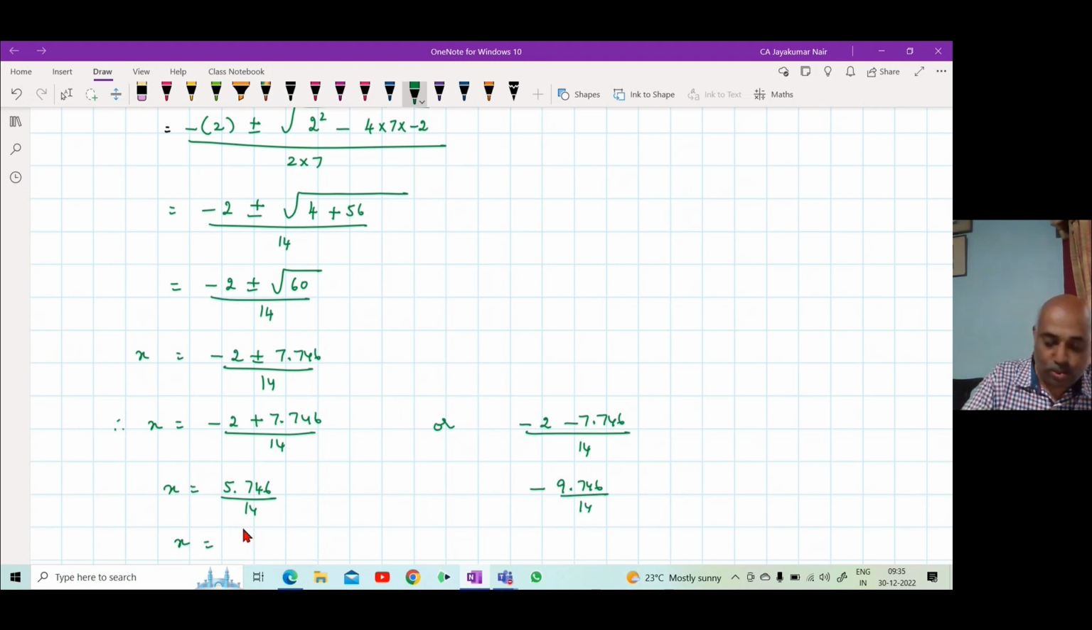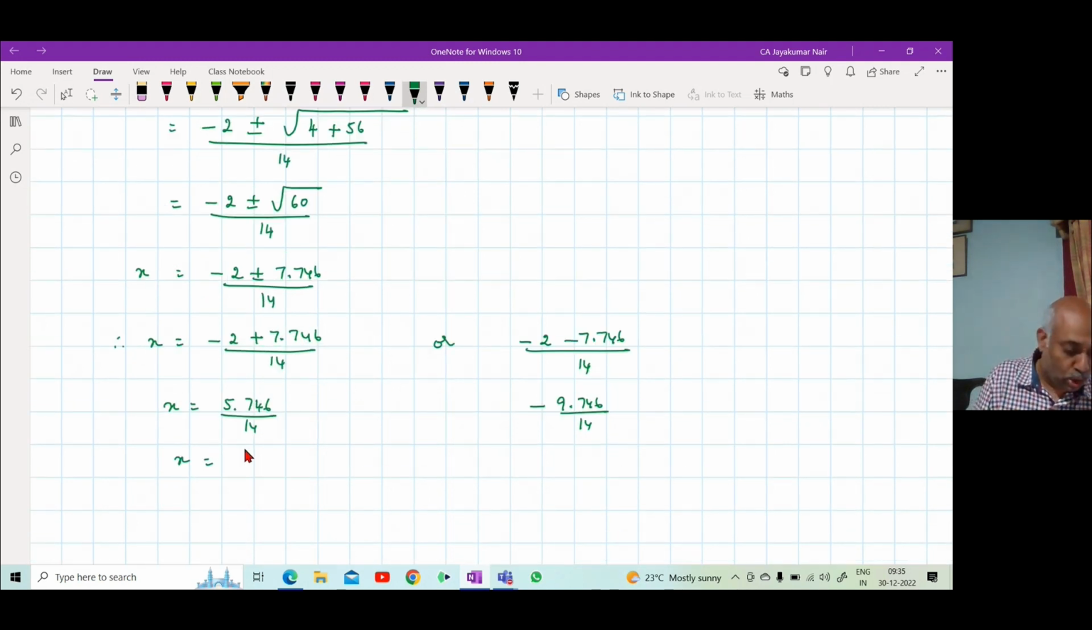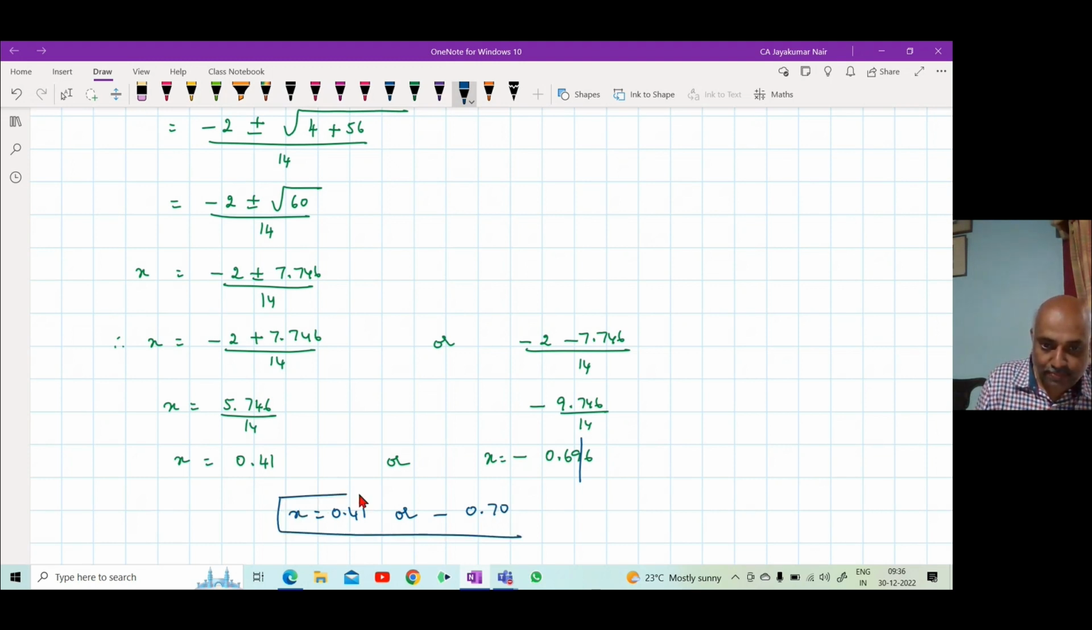So x is equal to, when you solve this, you will get 0.41, or this, when you're solving it, it is minus 0.696. Since they are asking you to round it off to 2 decimal places, it'll become x is equal to 0.41 or minus 0.70. This is your answer.